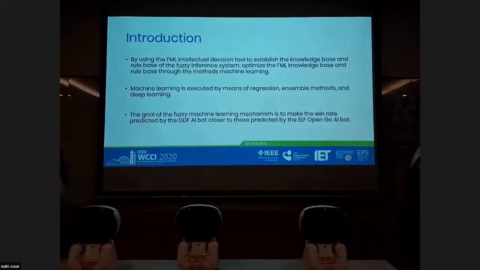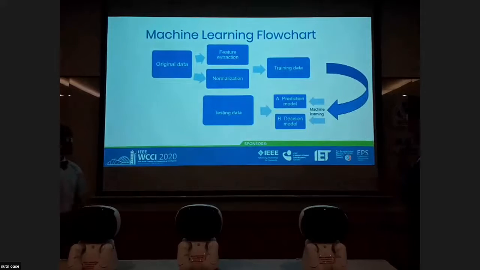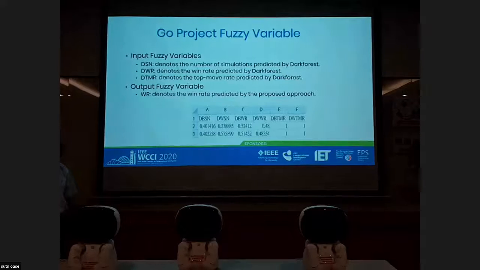Machine learning is executed by means of regression, ensemble methods, and deep learning. This is the process of our machine learning. Firstly, we have our original data, which we perform feature extraction and normalization. It forms training data, which by machine learning forms two models. One is the prediction model and one is the decision model, which we can perform testing on with testing data. And for our Go project, the FUZZ-C variables are here.